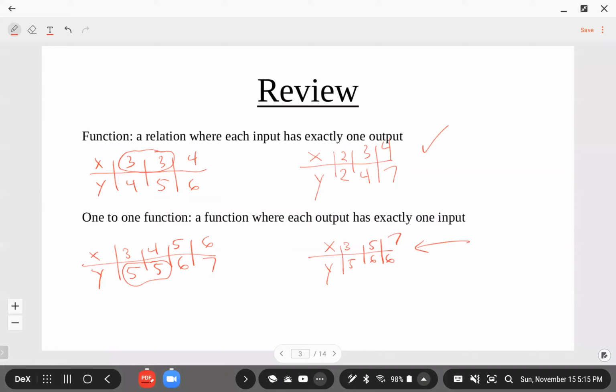As I said, if an output occurs twice, then it is not a one-to-one function. Because the definition of a one-to-one function is where each output has exactly one input. So 5 maps to 6 and 7 maps to 6. That's a function because each input only has one output. However, the output 6 has 2 inputs. So it is not a one-to-one function.